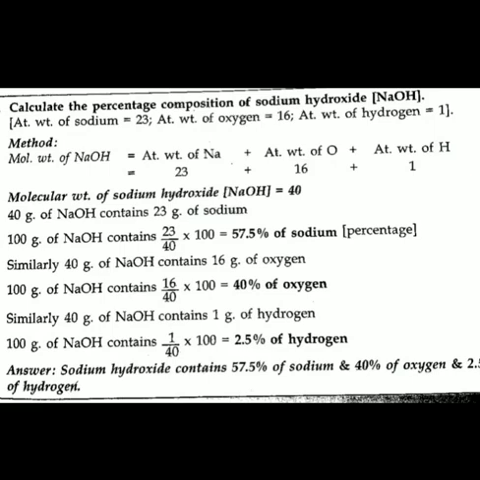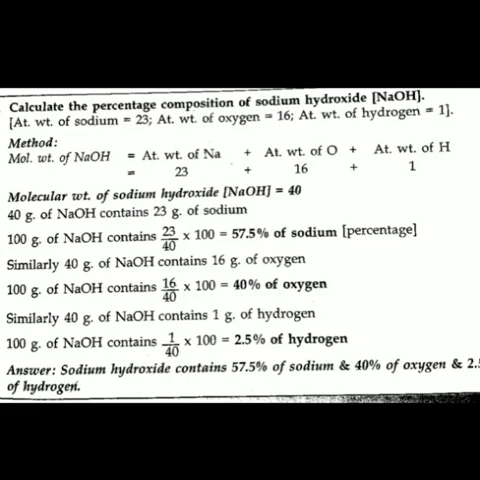Similarly, you have to calculate that oxygen and hydrogen. See here, 40 gram of sodium hydroxide contains 16 gram of oxygen. Then 100 gram of sodium hydroxide contains 16 by 40 into 100, that equal to 40% of oxygen. Like this, hydrogen also, 40 gram of sodium hydroxide contains 1 gram of hydrogen. Then 1 gram of sodium hydroxide contains 1 by 40 and 100 gram of sodium hydroxide contains 1 by 40 into 100, that equal to 2.5% of hydrogen.